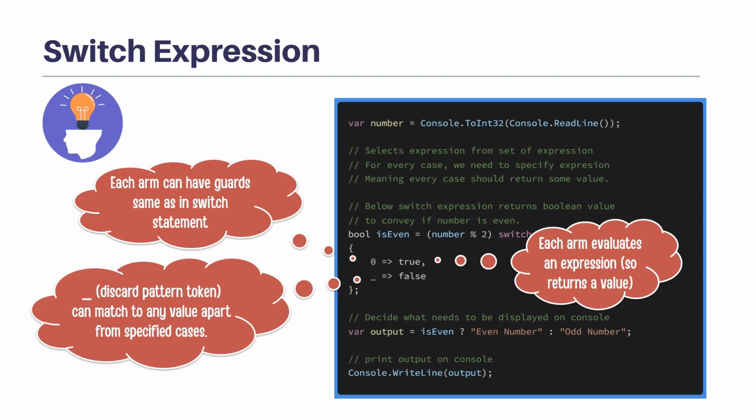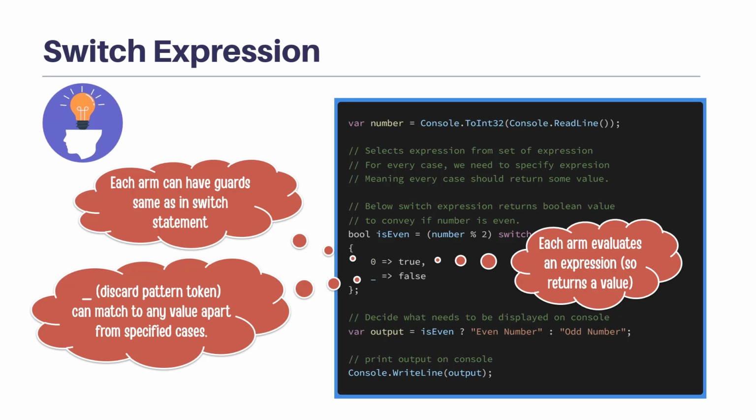The underscore used in this sample code is the discard operator. It matches any value, including null. It works like the default case. If the value of the switch expression matches the value of any expression arm, then that particular arm is executed. Otherwise, the discard arm is executed. Okay, that was the quick introduction to switch statements and switch expressions.